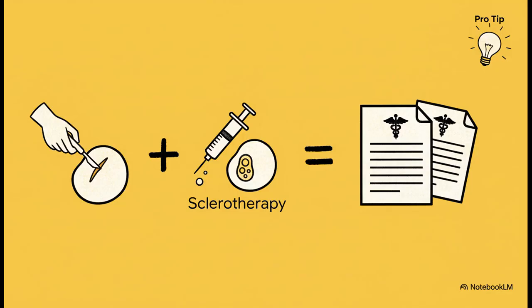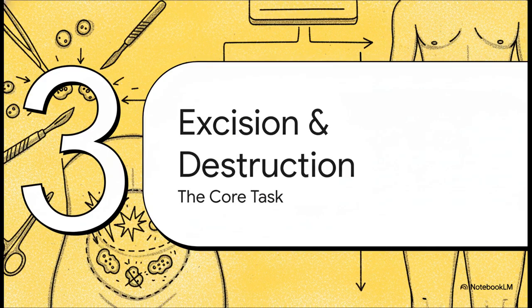And here's a little pro tip for you. While 49185 bundles the treatment itself, the work of actually getting access to that fluid collection in the first place and draining it might be reportable with a totally separate code. So always check that operative report to see if an access or drainage procedure was done that you can also code for. All right, we've got sclerotherapy handled.